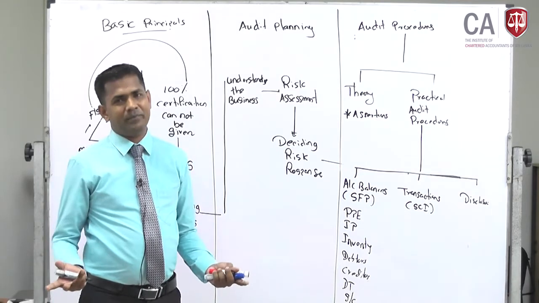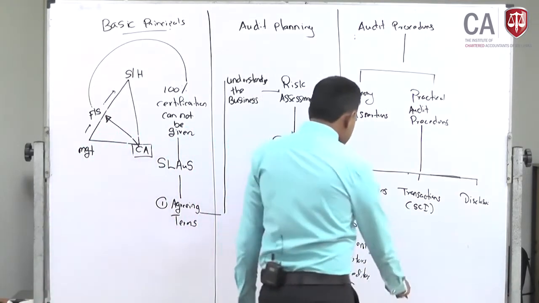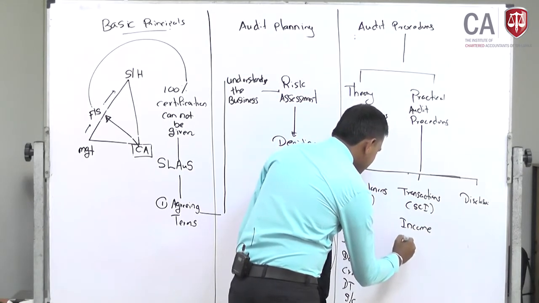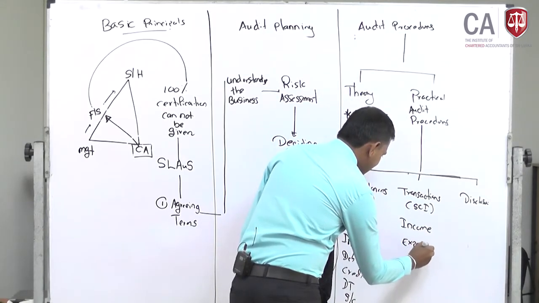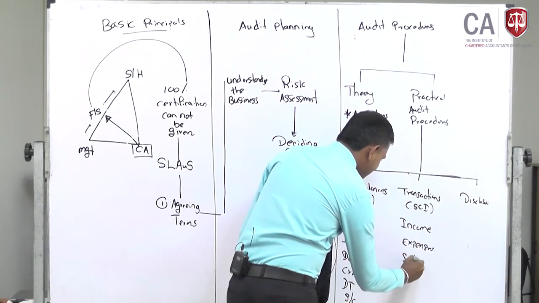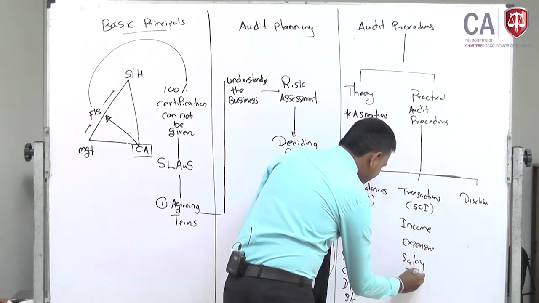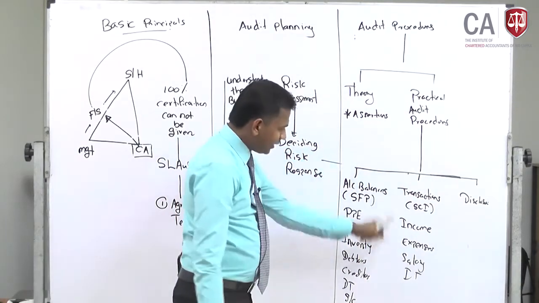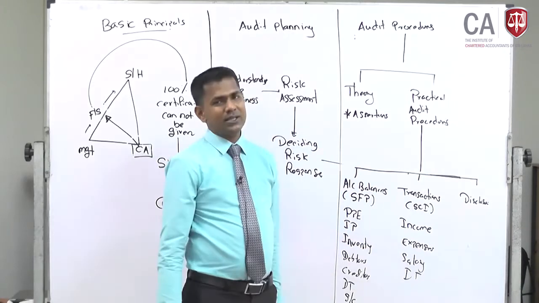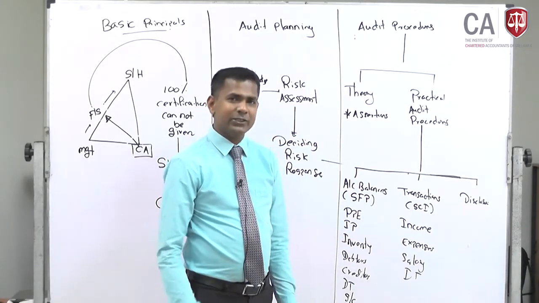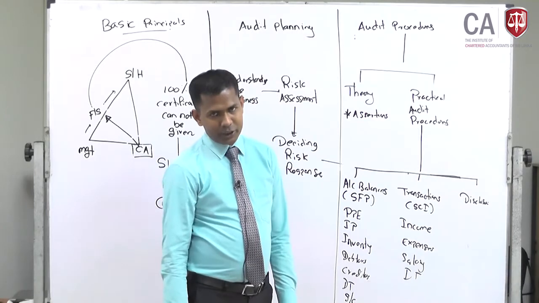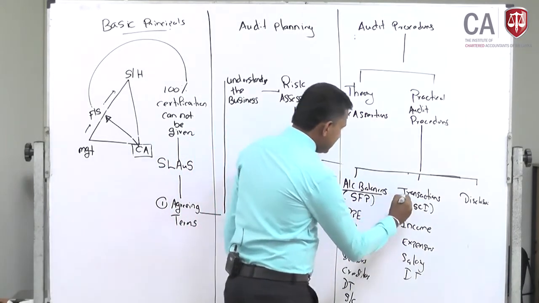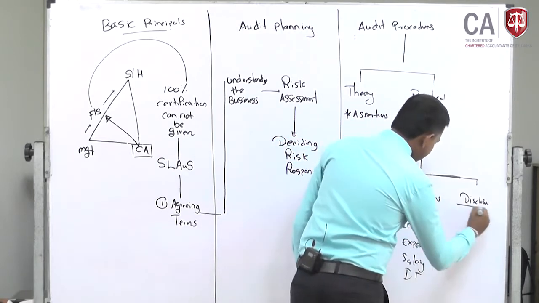or true and fair. So if you look at the transactions, you know, this is income, revenue, expenses, any other expenses, salary, income tax. Likewise, all the items that are available in the statement of comprehensive income come under the transactions which are audited by the auditors during the audit verification, right? And the last one is disclosure. This is account balances, this is transactions, and this is disclosure.